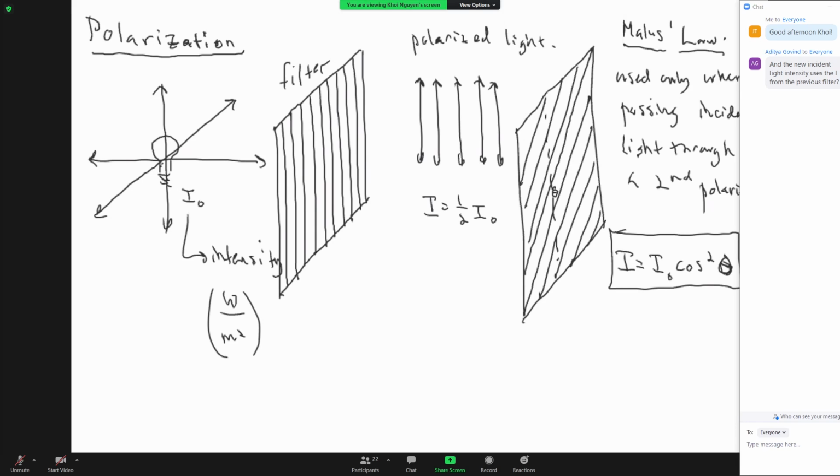Correct. And the new incident light intensity uses the I from the previous filter. Correct, after passing through the previous filter. So this would be your polarized light, that I naught that we're talking about, okay?